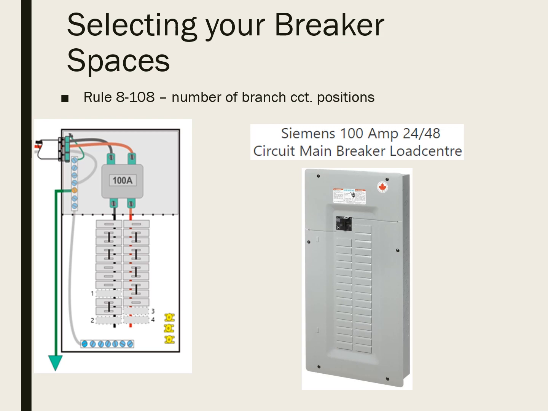Those extra breaker spaces don't necessarily have to be beside each other, but 8-108 does specify that we need to accommodate at least one 2-pole breaker. So we want to make sure that at least 2 spots are side by side.